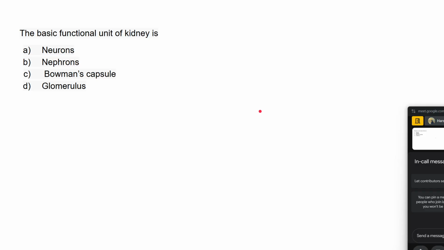Next is a very simple question. The basic functional unit of kidney is dash. Option A neuron, option B nephron, option C Bowman's capsule, option D glomerulus.